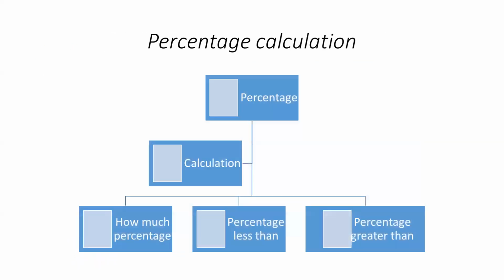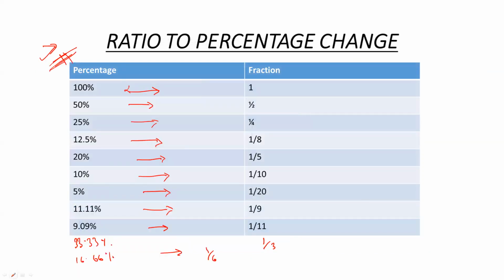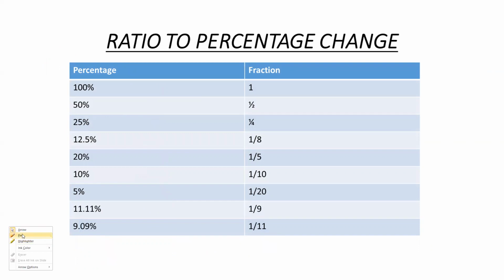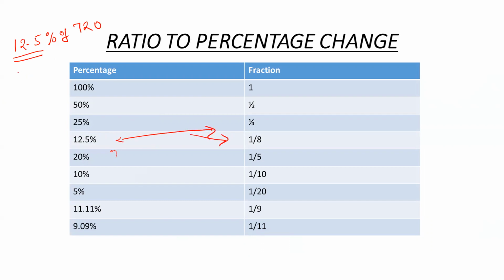So, for example, let's take an example over here. If anyone asks you what is 12.5% of 720, what can you do? You know that 12.5% is the ratio of 1 by 8. So you will write 12.5% as 1 by 8 into 720. Now 8 ones are 8, 8 nines are 72. So 12.5% of 720 is nothing but 90. Are you getting my point?